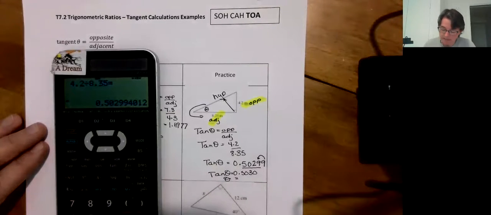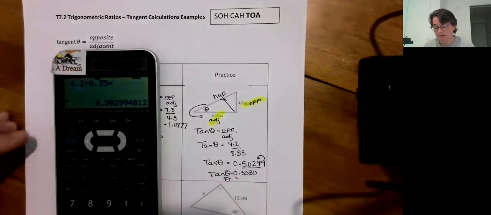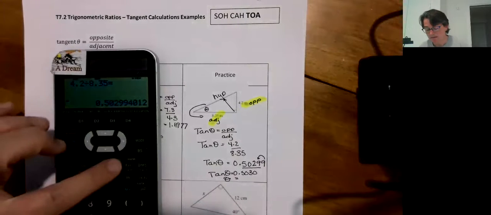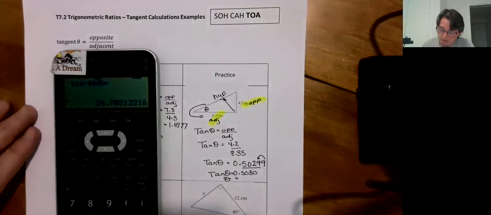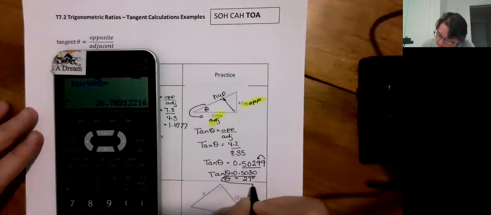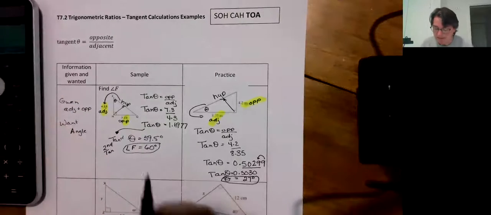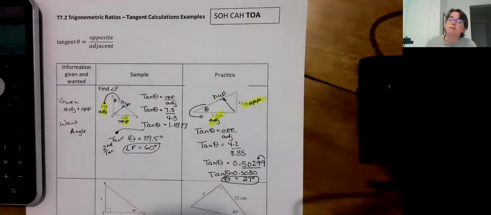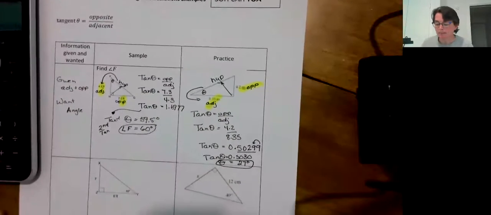And then I'm doing that shift 10 again, and I'm not retyping it. Shift 10, boom, 26.7, so 27 degrees. Did I remember to put degrees over there? I did too. If you're doing an angle, always make sure you put degrees in it.